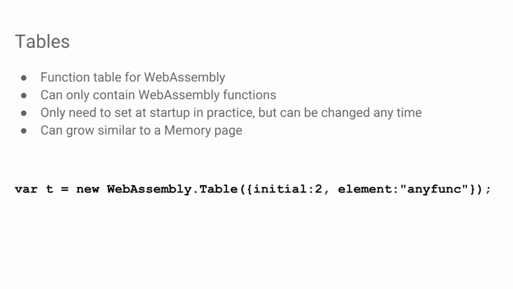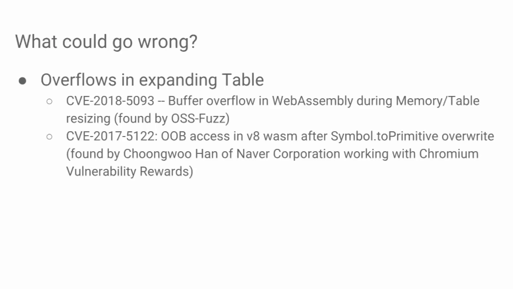So like the memory, the other thing that gets imported is the table. And this is basically a table of functions, and they have to be WebAssembly functions. So if you want to call a JavaScript function from a table, you have to create a WebAssembly function that calls that function. And it's similar to the memory. You create one with initial size, and then you can grow it. And once again, there were kind of similar bindings issues with these. The Firefox issue also occurred with tables where there was the integer wrapping.